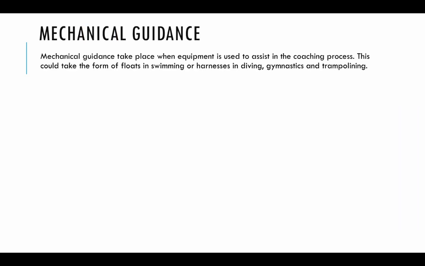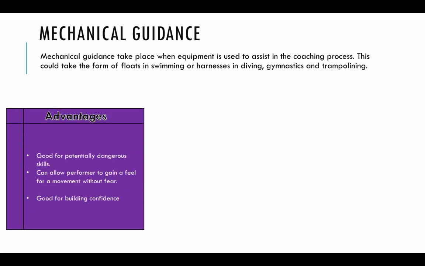Mechanical guidance. Mechanical guidance takes place when equipment is used to assist the coaching process. This could take the form of floats in swimming or harness in diving, gymnastics and trampolining. Some advantages of this type of guidance: good for potentially dangerous skills such as trampolining, can allow a performer to gain a feel for the movement without fear, and good for building confidence.